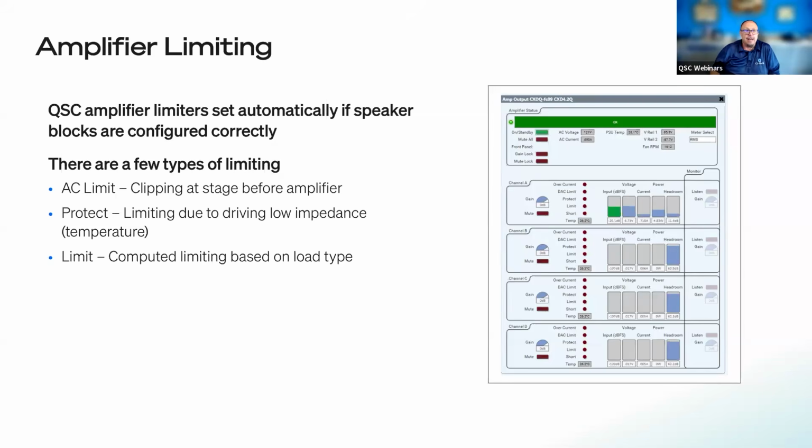Amplifier limiting. So QSC amplifiers are limited automatically if the speaker blocks are configured correctly for each output. A few types of limiting that we include in there are AC limit, so clipping at a stage before the amplifier. Protect is a limit, limiting due to low impedance. Low impedance could be the wire got shorted together. That's really low impedance. And limit is based on load type. So if I have too large of a load out there, that's going to tell me that there's something else going on out there as well.